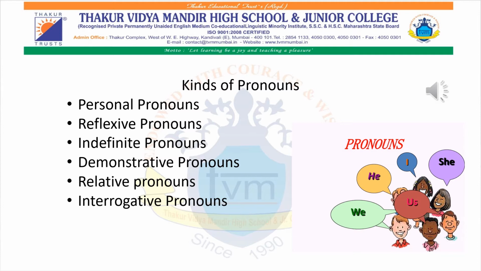The first one is personal pronouns. The second one is reflexive pronouns. The third one is indefinite pronouns. The fourth one is demonstrative pronouns. The fifth one is relative pronouns. And the last one is interrogative pronouns. We are going to study each pronoun in detail.